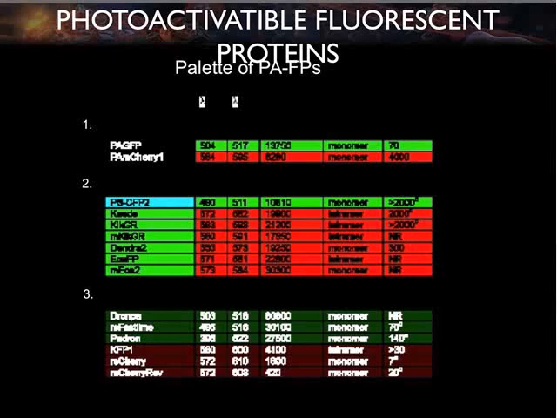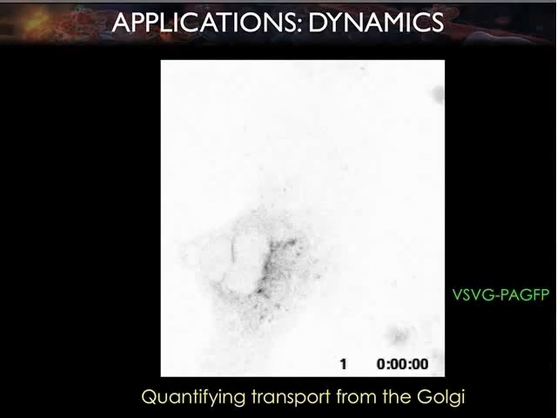Now, what these photoactivatable fluorescent proteins allow researchers to do is to highlight selected subpopulations of proteins within cells. And if we move on to the next slide, which I'm trying to do, great.